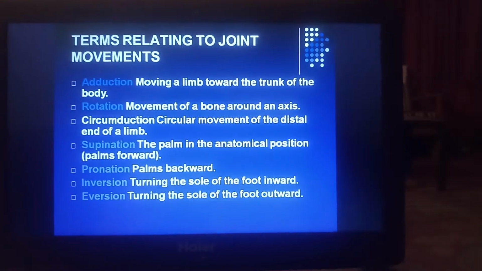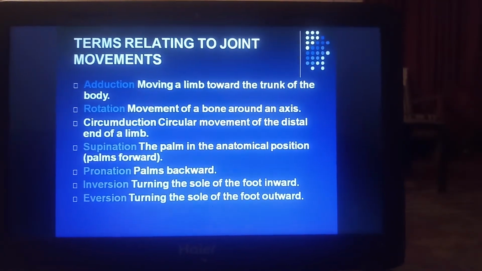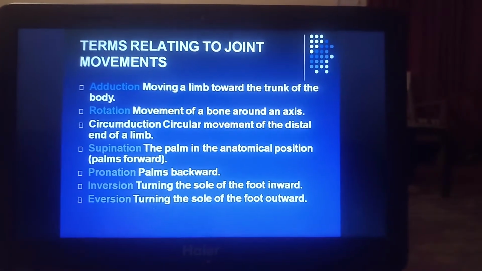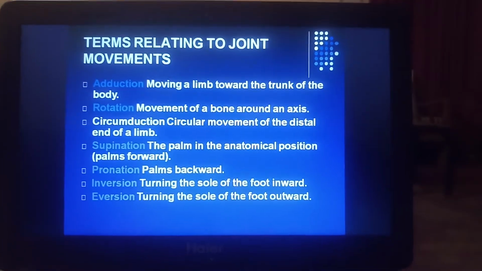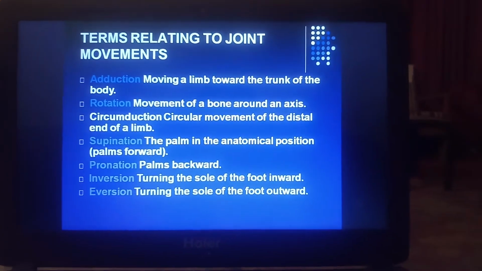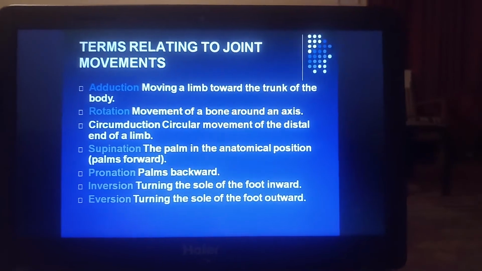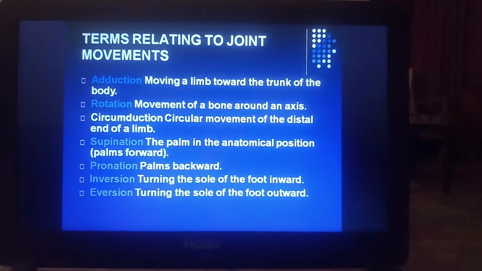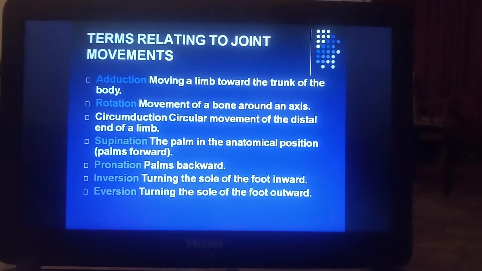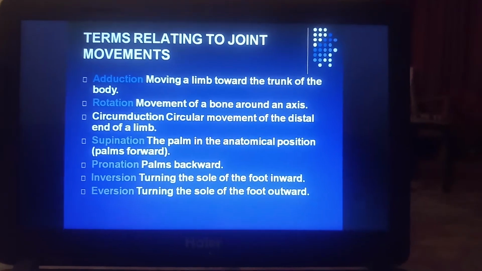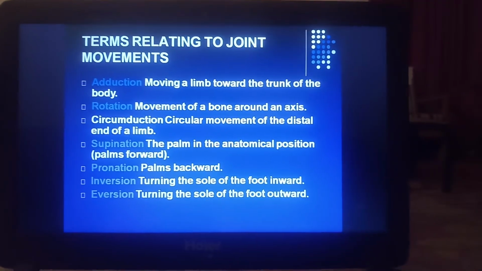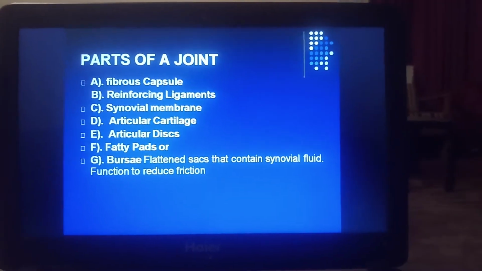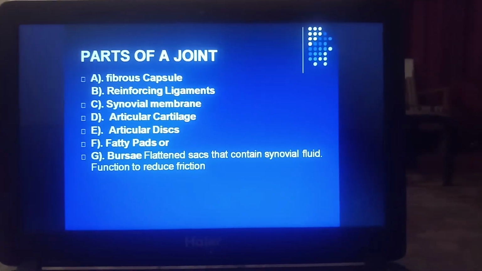Then supination, where the palm is in the anatomical position, for example, palms forward. This is known as supination. And in the case of pronation, palms are backward. These terminologies you must already have discussed, but this is just revision for you. What is inversion? In the case of the lower limb, turning the sole of the foot inward. Inversion means the sole of the foot turns inward. And eversion is opposite to that, turning the sole of the foot outward. I hope you have understood all these terminologies.